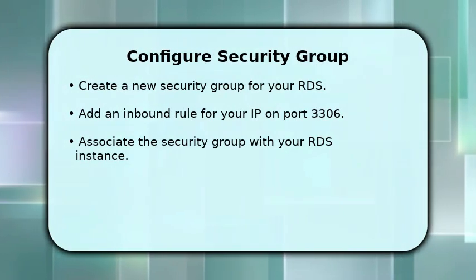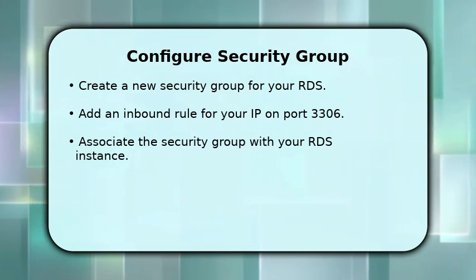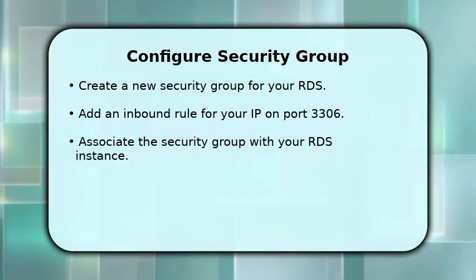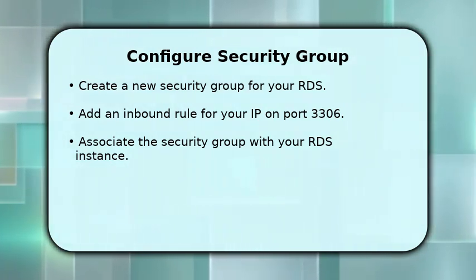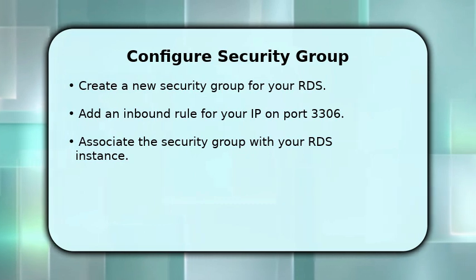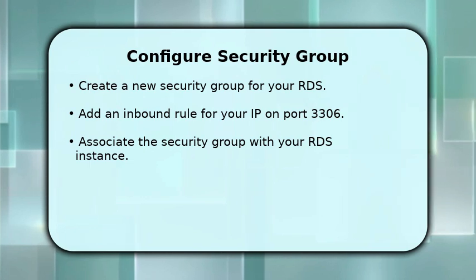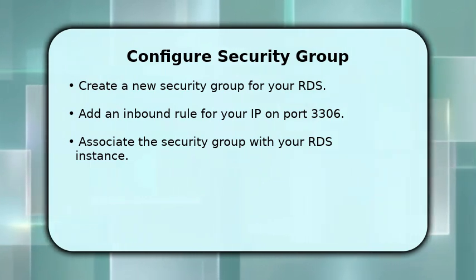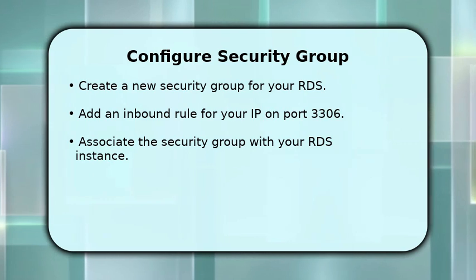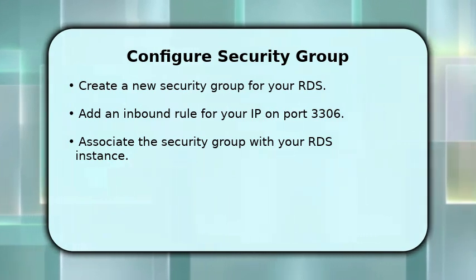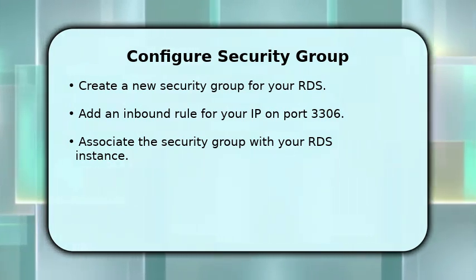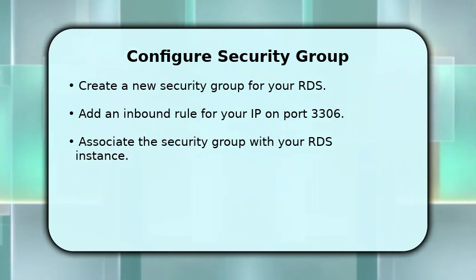To configure your security group, navigate to the EC2 dashboard and select Security Groups. Create a new group, giving it a descriptive name. Add an inbound rule for the specific port your database uses, often 3306 for MySQL, and set the source to my IP. Finally, attach this newly configured security group to your RDS instance.